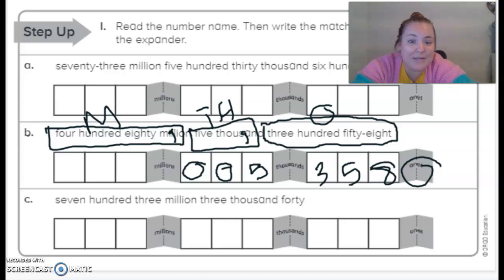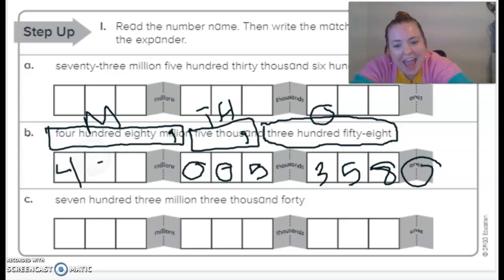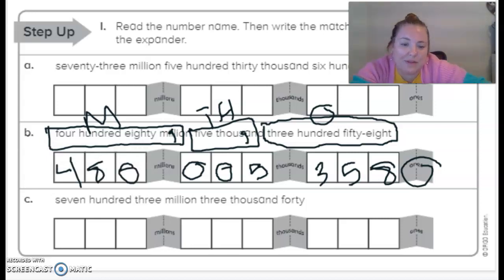Then we're going to move on to our millions grouping. So it should have 480 million. So I have 400 millions, 8 10 millions, and 0 1 millions. So that's what that number should look like. Check your work. Now let's move on to C.